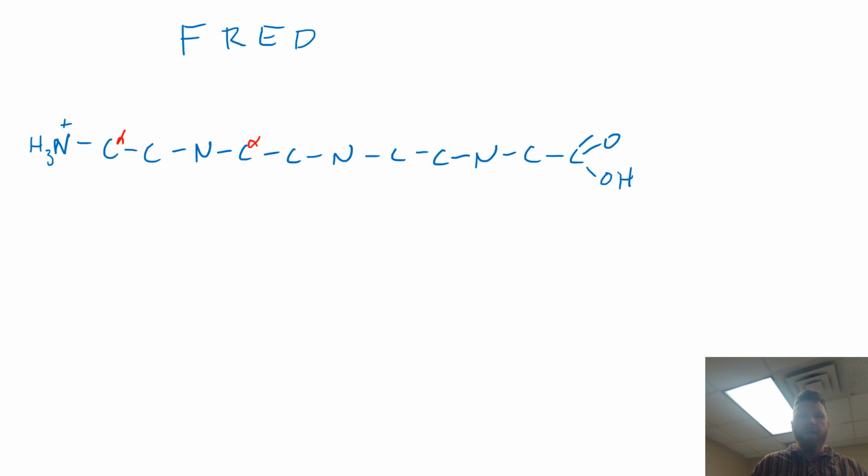What I'm doing in red now is labeling my alpha carbons. These are the carbons that you will find your R groups on. I'm going to complete my backbone. Each alpha carbon has a hydrogen, so that's 1, 2, 3, and 4. All of my alpha carbons have their hydrogens.